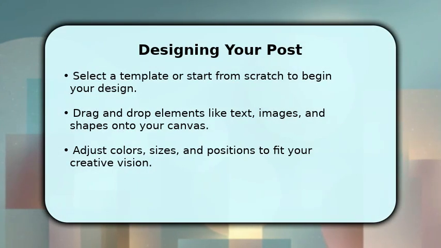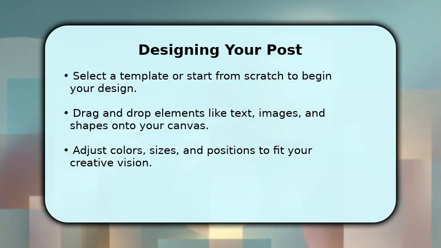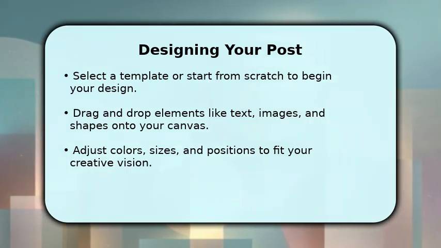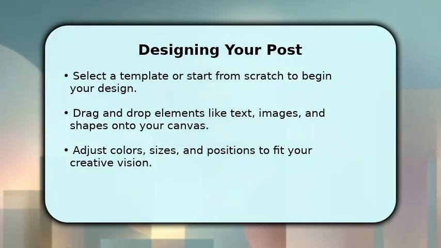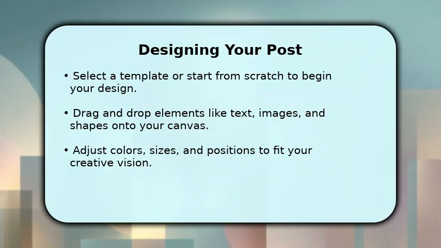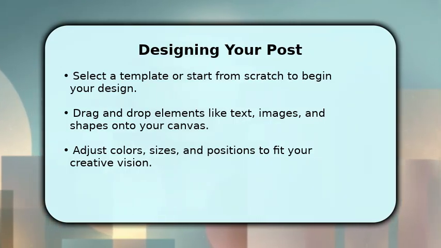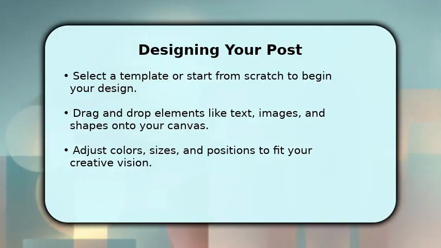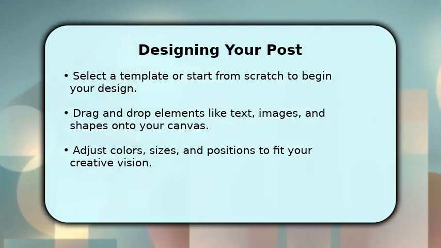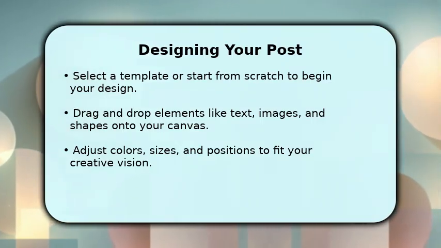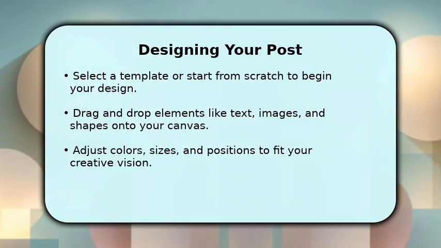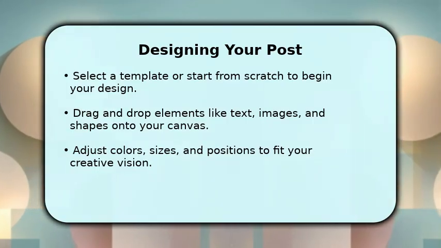Now, let's dive into designing your post. After selecting a template, you can easily modify any element. Click on text boxes to change the font, size, color, and content. Upload your own images or choose from Canva's extensive library of millions of stock photos and graphics. Simply drag and drop elements onto your canvas. You can resize, rotate, and reposition them with intuitive controls, ensuring your design looks exactly as you envision it.